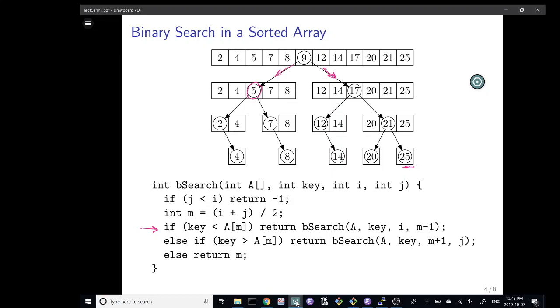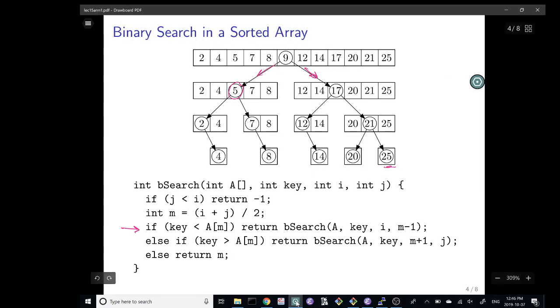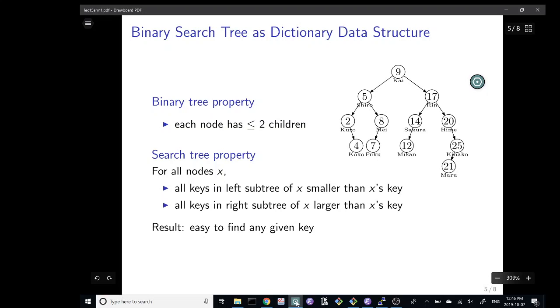The bad parts about the sorted array for the dictionary implementation were its inflexibility to insertions and deletions. We had to contract the whole array when we removed something. We had to pry apart a space for a new element when we wanted to insert something. But if I look at this tree-like structure, all of a sudden I start thinking, hey, I've got a little bit more flexibility. This tree-like structure is the binary search tree.